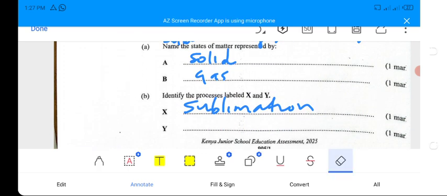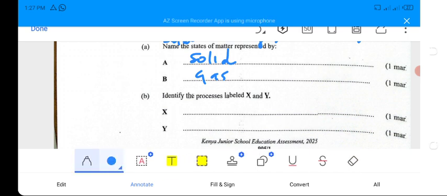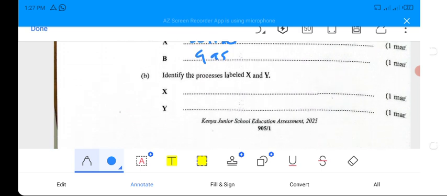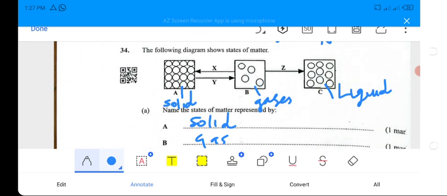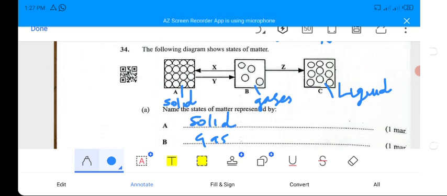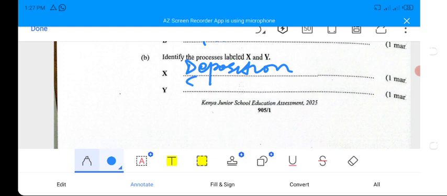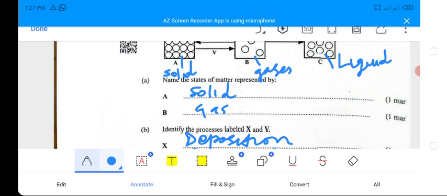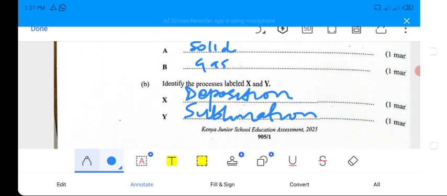No, sorry, just a point of correction. In X, gas is changing to solid, and when a gas is changing directly into solid, the process is called deposition. Not sublimation. Deposition. When a solid is changing directly into gas, that's what we call sublimation. So remember, sublimation is the opposite of deposition. I hope we are together up to there.